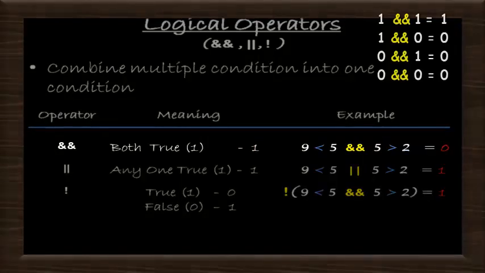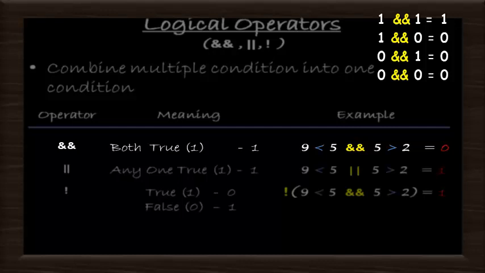First is the AND operator. As I said, you can see the left side of the AND operator is one condition, which is 9 less than 5, and the right side is 5 greater than 2. So these two conditions will be evaluated. If both the conditions are true, if the resultant value of both the conditions is 1, the AND operator's value is also 1. If any one fails, the answer will be 0. See here in this condition, 9 less than 5, the resultant value is 0. So the value of this example is 0.